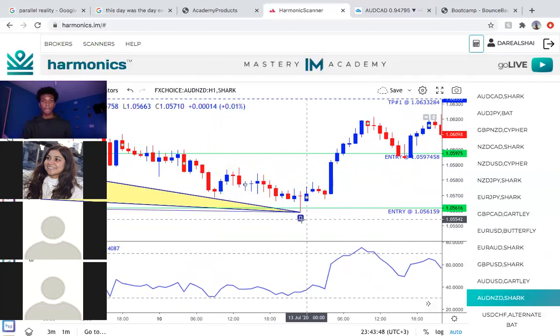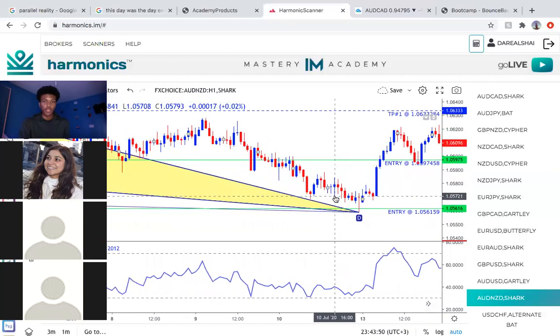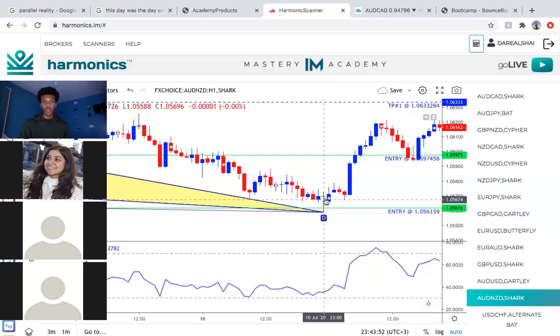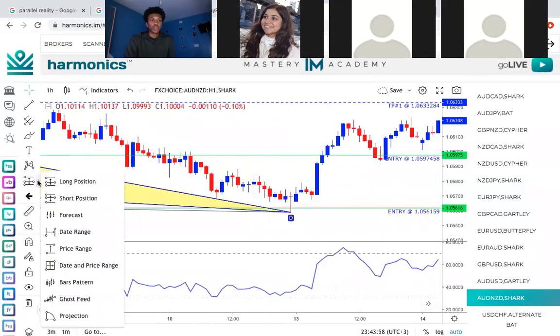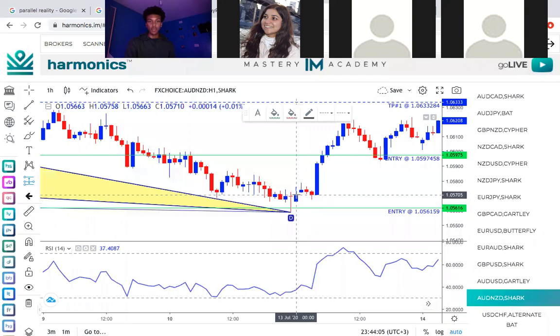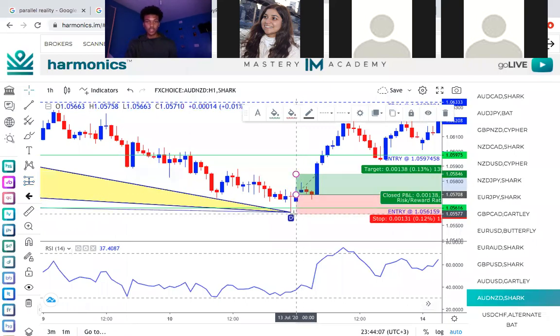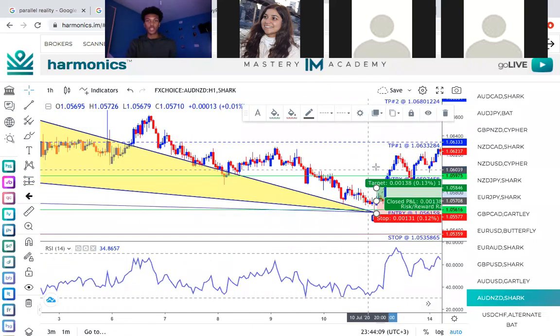All right, this right here would have been perfect confirmation. What do we have? We have the wick rejection. Then we have the candle close in the right direction. We could even just enter on a basic level from that. Let's say we enter with the stop loss just below the wick. Hopefully this is making sense as well.